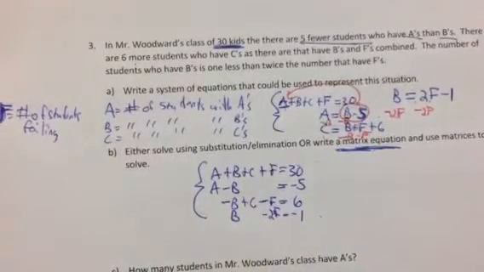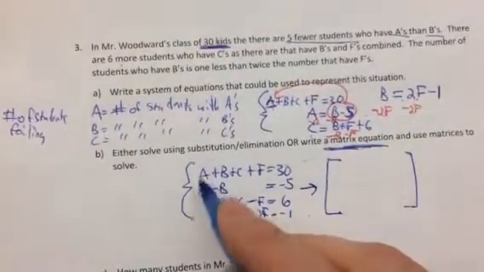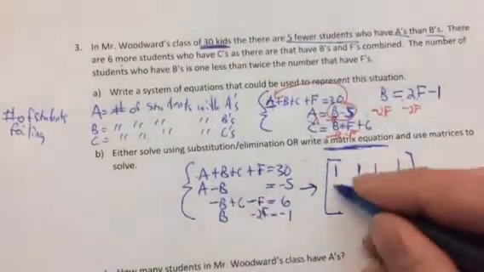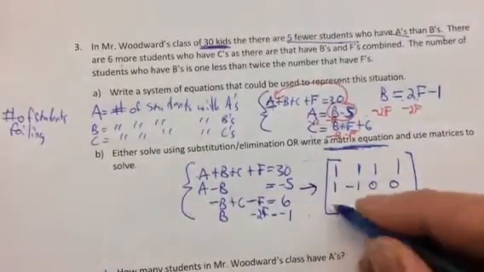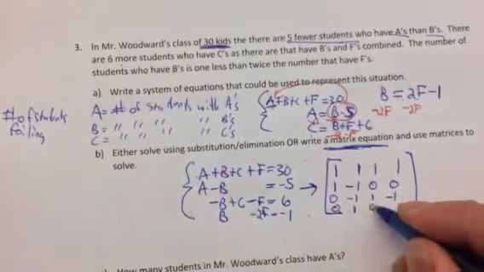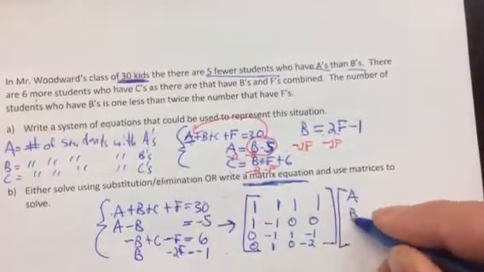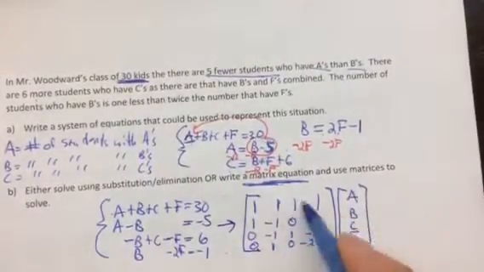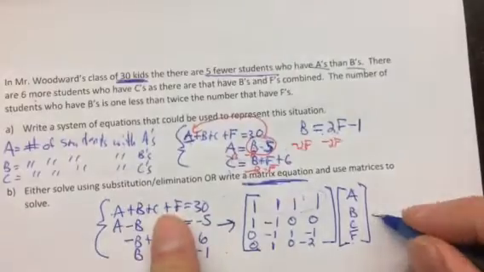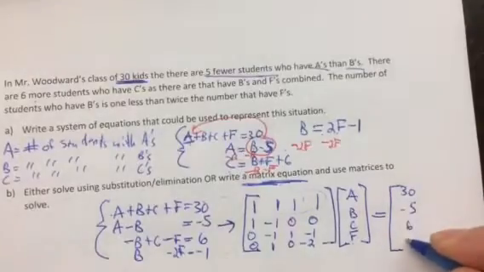Once I have that, I can turn it into a matrix equation. The matrix equation has the coefficient matrix, which is the coefficient in front of each one. So 1, 1, 1, 1, 1, negative 1, 0, 0, 0, negative 1, 1, negative 1, and 0, 1, 0, negative 2. That matrix multiplies by the variable matrix, A, B, C, F, because when we multiply it, the row multiplies times the column, A plus B plus C plus F, which is what this was, and it needs to equal the result matrix, which is 30, negative 5, 6, negative 1.